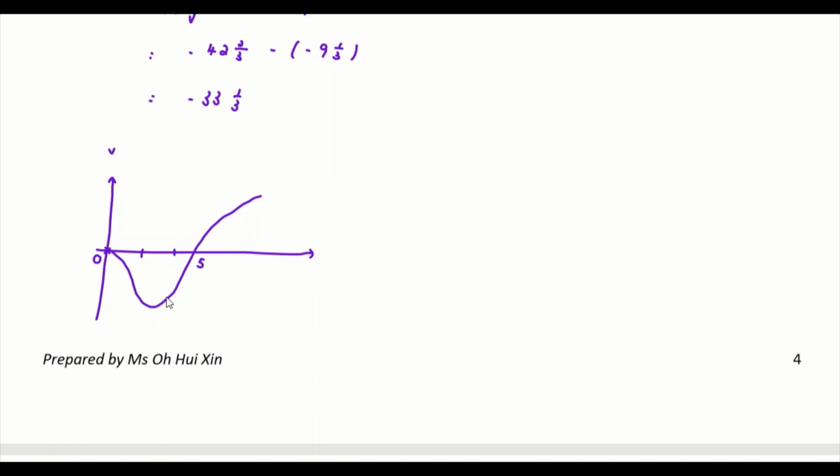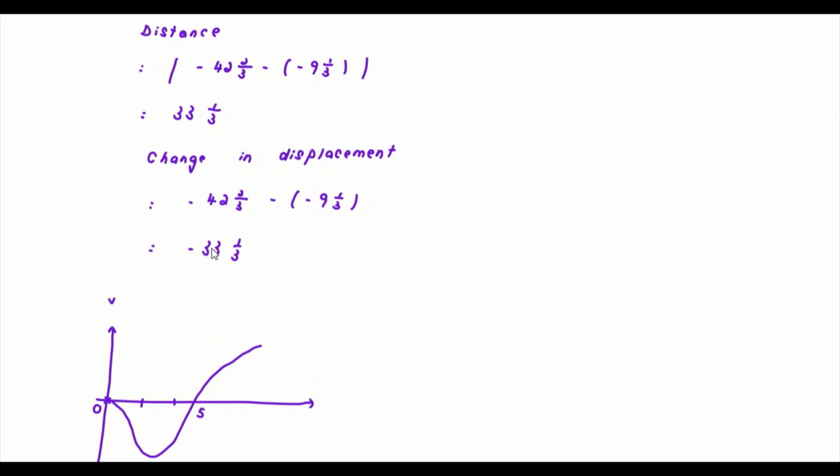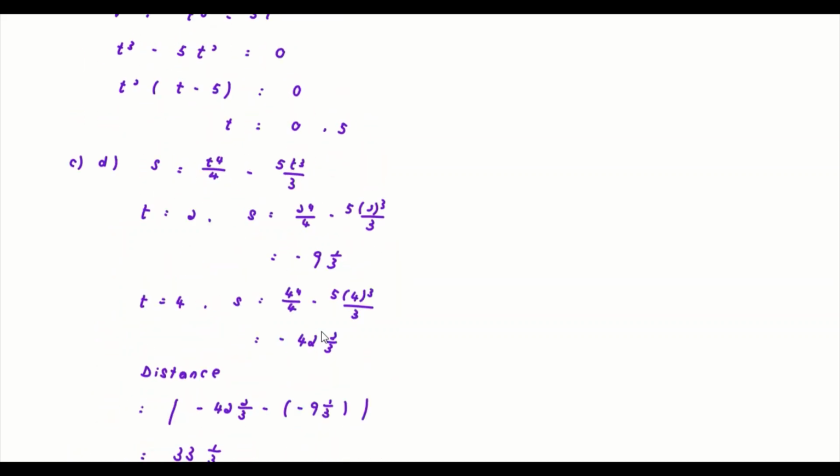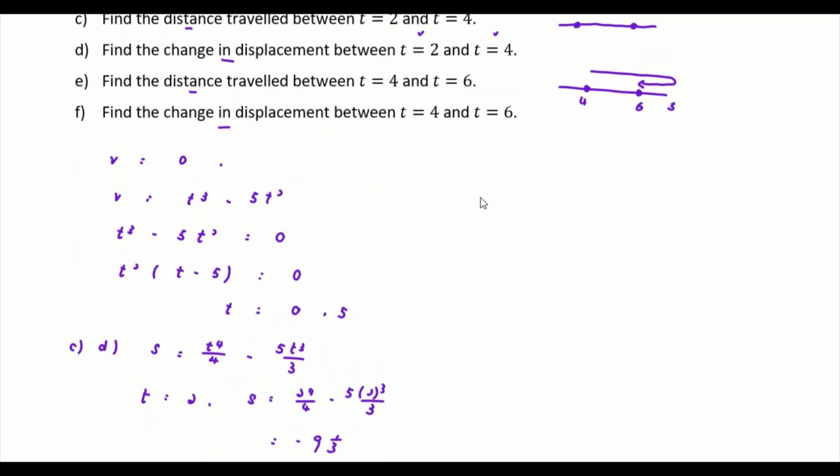So why do I know that it goes down first? Because from my answer for B, after 5 seconds I'm getting a negative answer, and between 2 and 4 it gives me a negative change in displacement as well. So I know that for the initial part, the V is moving in the negative direction first, and then only comes back when t equals 5. This is how the graph will look, and what you are finding is basically 2 to 4 here. So getting a negative answer is correct, because it's below the x-axis. Okay, so now let's look at the E part.